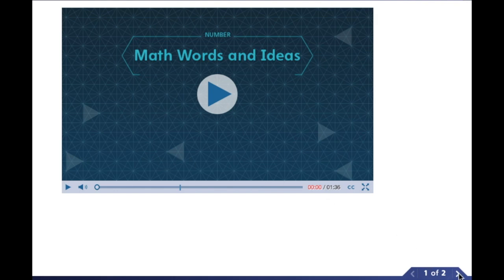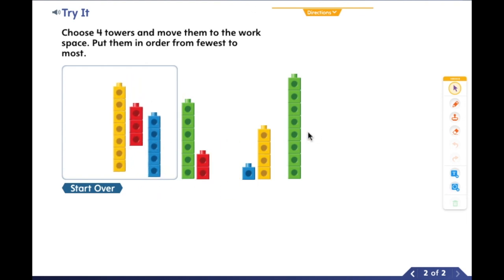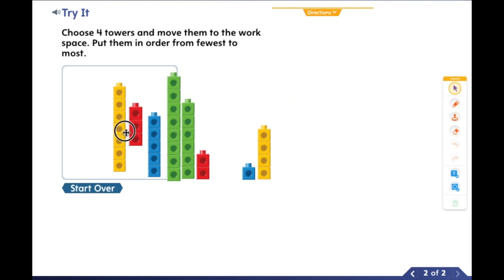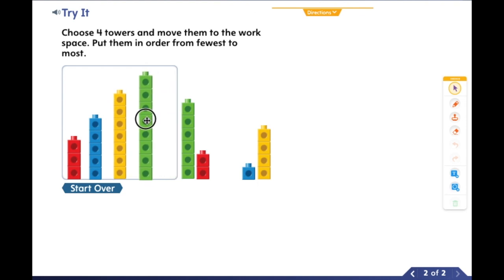And then you're going to click over and it's going to say choose 4 towers and move them to the workspace. This box right here is your workspace. Put them in order from fewest to most, smallest to biggest. You can pick any 4 blocks. I'm going to pick 1, 2, 3, 4, and I want to put them in order from smallest to biggest. I might want to line them up on the bottom so that I can be certain that they are going from smallest to biggest, because we know when we measure, we all start from end to end.